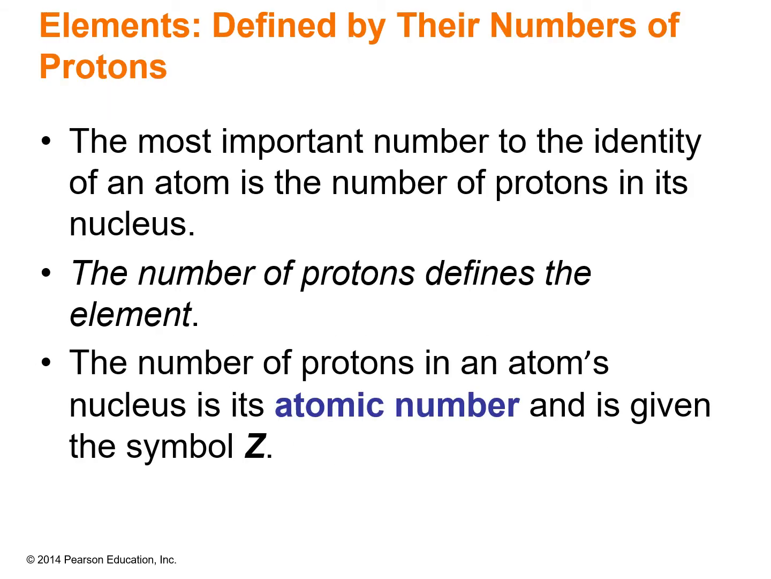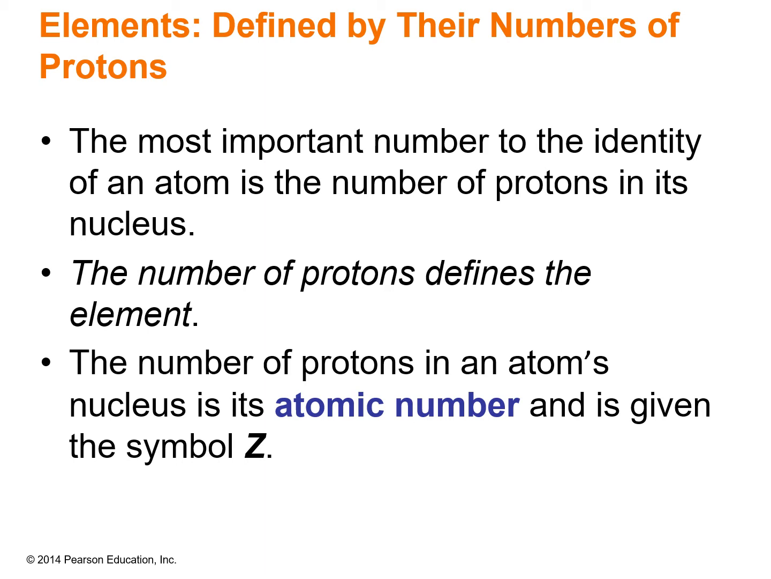So remember, when we're looking at elements, elements are defined or identified by their number of protons. So the number of protons in the nucleus of an atom tells you what type of element that atom is. And the number of protons in an atom's nucleus is its atomic number. And we used this whenever we did nuclear chemistry in Chem 1. We use the symbol Z to represent atomic number.